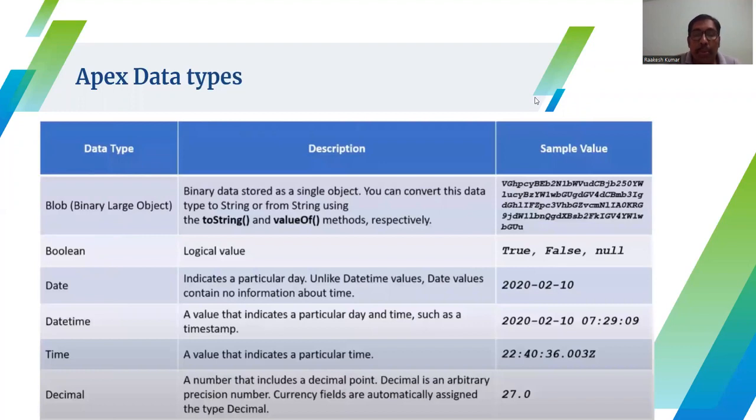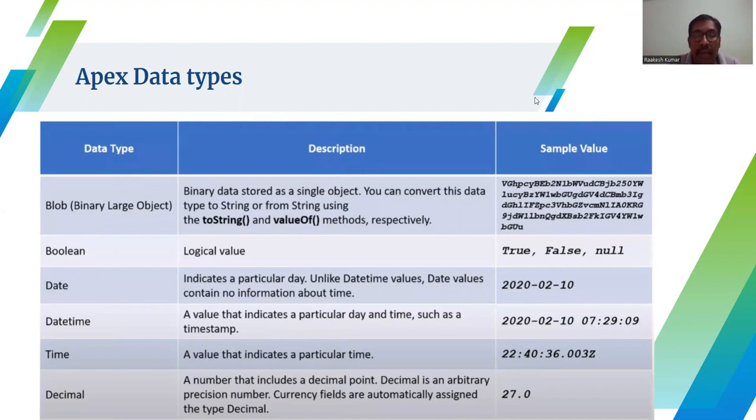When it comes to primitive data types, we have blob, binary large object. In case you want to store your movie, or your picture, in binary format, you can go with a binary large object. And if you want to store true or false, you can go with the boolean data type here: the logical values true, false, and null.